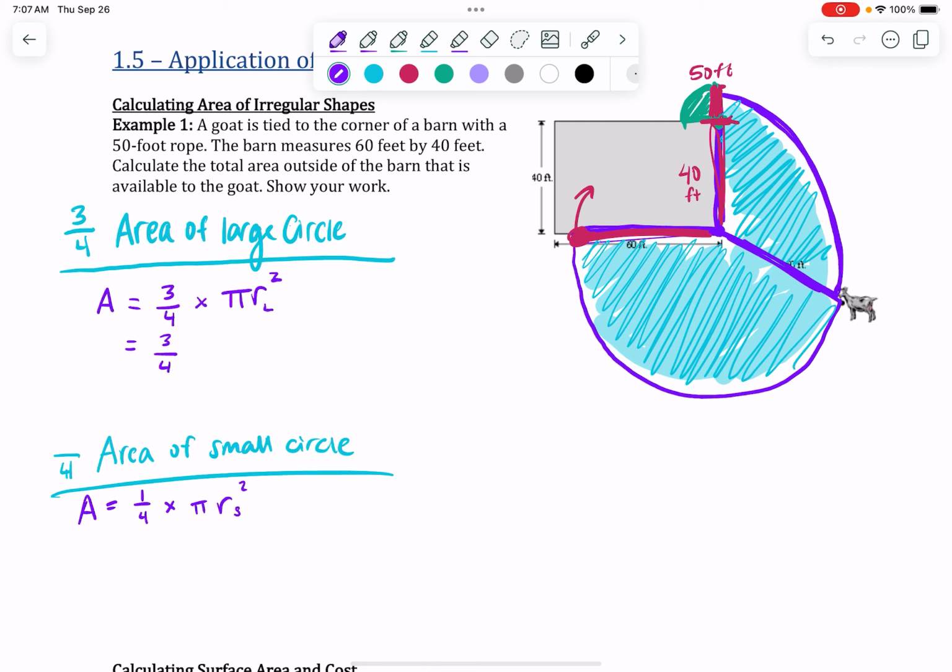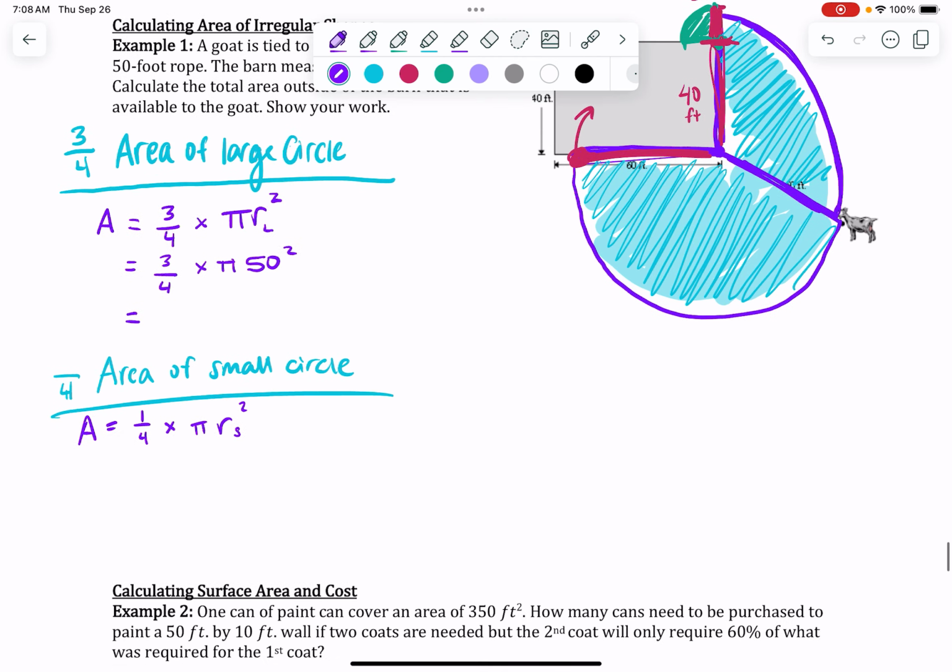So 3/4 times pi 50 squared. And I could get this as a decimal. I could get this as an exact value of pi. To get it as an exact value of pi, I'm essentially doing all of the math except multiplying by pi. So I'm essentially going 50 squared and multiplying by 3/4. If I do that, I get 1,875, and it's still being times by pi. My units are in feet squared.